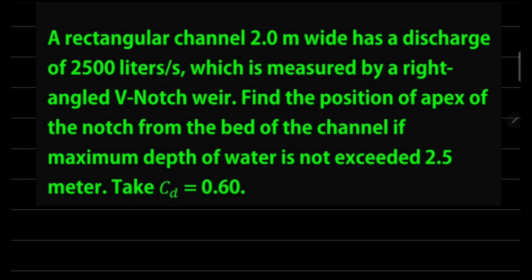So let's take a very interesting problem where a rectangular channel which is 2 meter wide has a discharge of 2500 liters per second, which is measured by a right angle V notch weir. Find the position of the apex of notch from the bed of the channel if maximum depth of water is not exceeded by 2.5 meters. We have to take the CD value as 0.6.